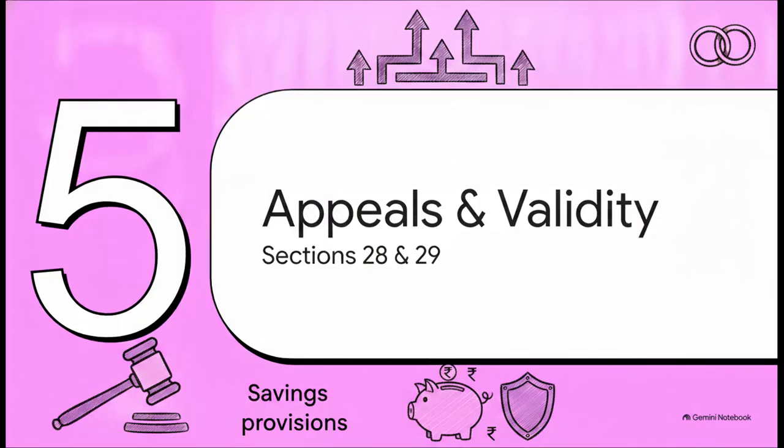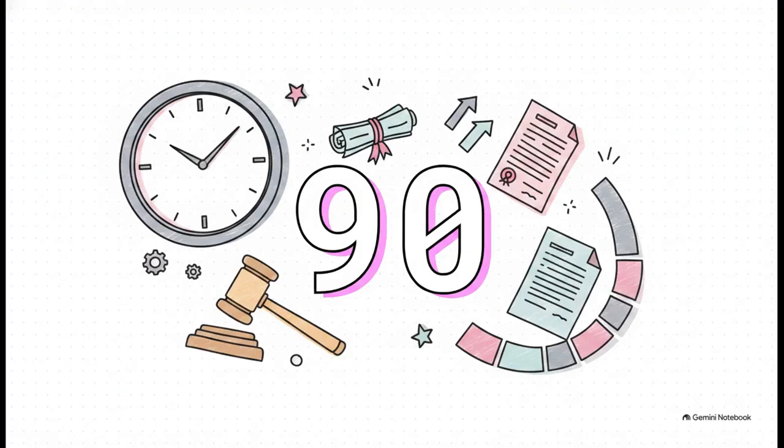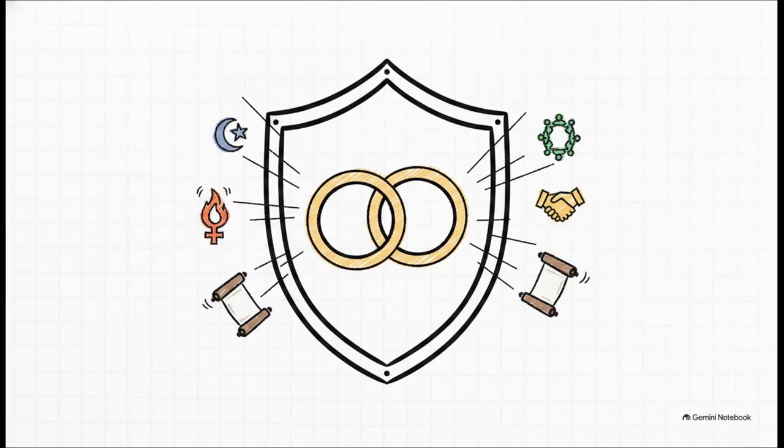Finally, Section 5, Appeals and Validity, under Sections 28 and 29 of the HMA. We're at the procedural wrap-up of our explainer. Section 28 is beautifully simple, but it is vitally important. If you're going to file an appeal against decrees or orders made under this Act, your appeal window is a strict 90 days, period. And we finish our recap with Section 29, the savings provisions.